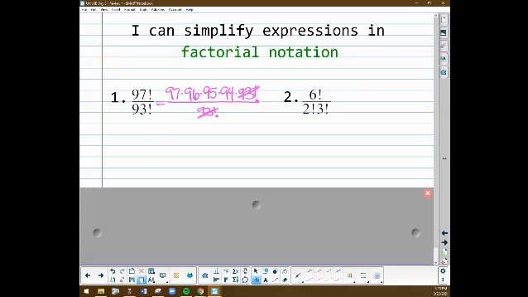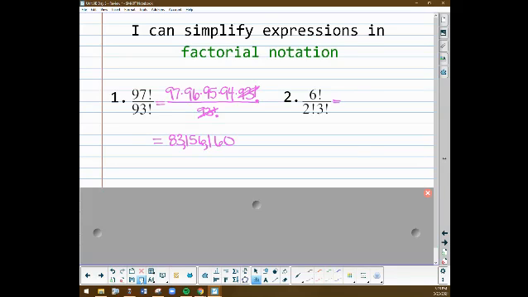But when we multiply 97 times 96 times 95 times 94, we get 8,315,616,0. Okay. So although that's not one we could do without a calculator, you should know how to expand and simplify that without just typing 97 factorial divided by 93 factorial. Okay, same thing with number 2.